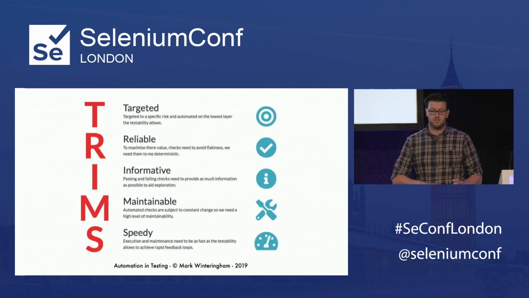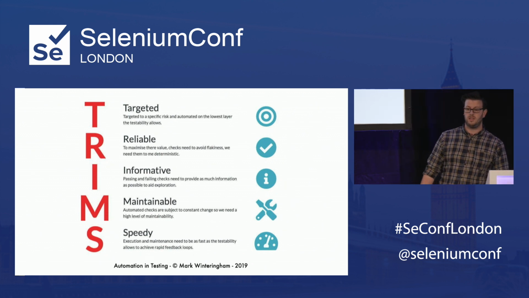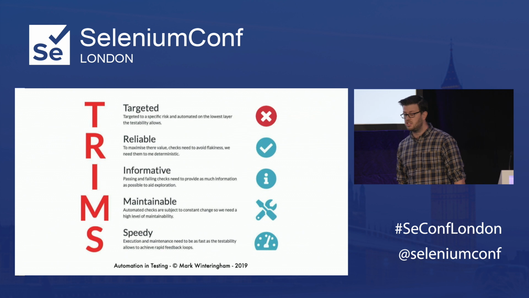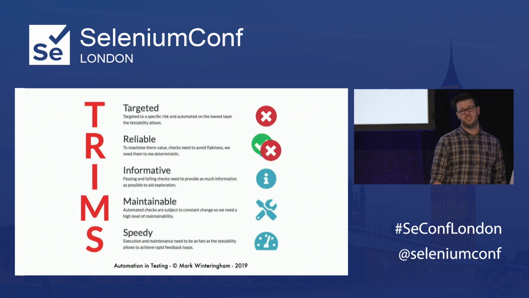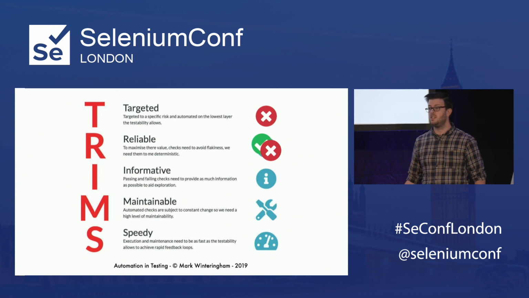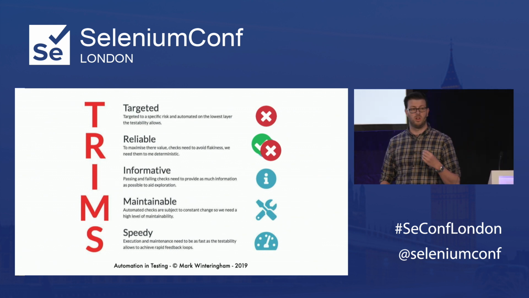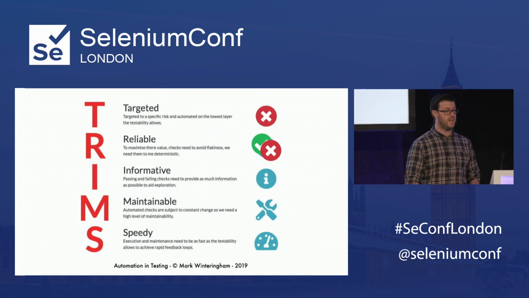So TRIMS: targeted, reliable, informative, maintainable, and speedy. So it's not very targeted. It's kind of reliable. The system's not changing in this demonstration. But it is dealing with a complex system with lots of different things that move and change.